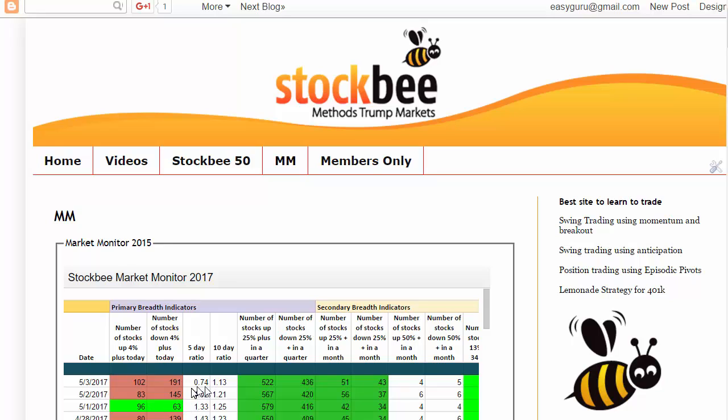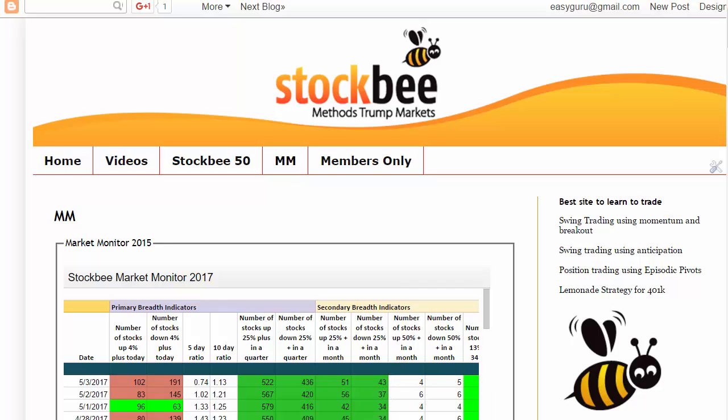So more stocks were down in the last 5 days than up, and in the last 10 days marginally more stocks were up. And if you look at the primary indicator, which tells you the number of stocks which are up 25% in a month and in a quarter, that's 522 and 436. So the spread between these two is narrowing, and you'll see that 51 stocks were up 25% in a month, and 43 are down 25%.